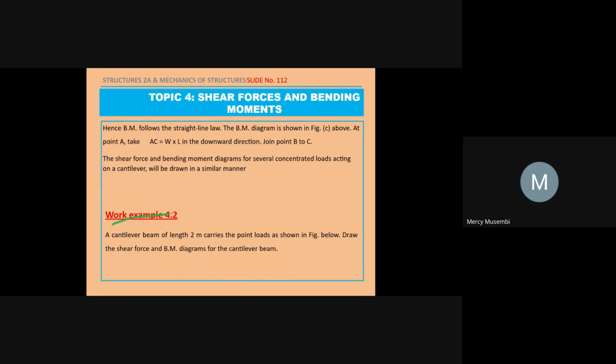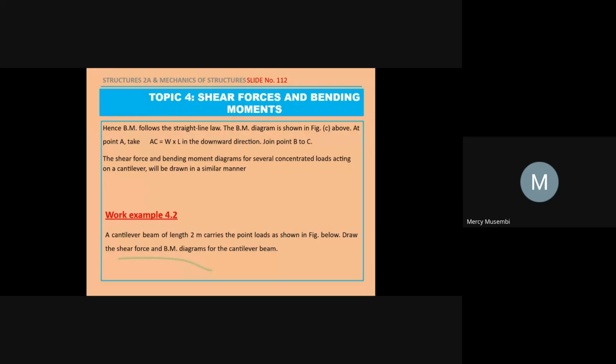Now let's take a look at this example. A cantilever beam of length 2 meters carries the point loads as shown in the figure below. Draw the shear force and the bending moment diagrams for the cantilever beam.